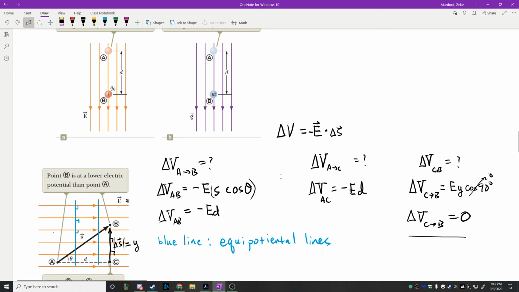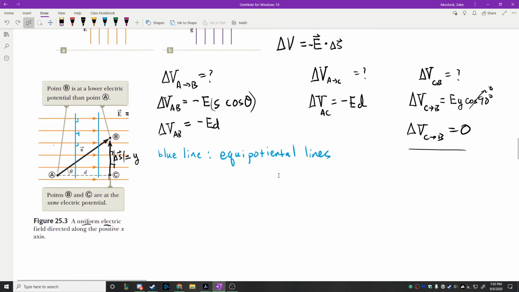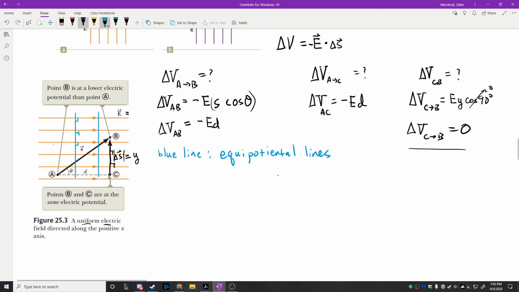A height map, but then specifically, what do you mean? What would an equipotential line look like on a hill? You have to have constant elevation, basically, right? So a line like this in a gravitational field that has the same elevation represents an equipotential line.